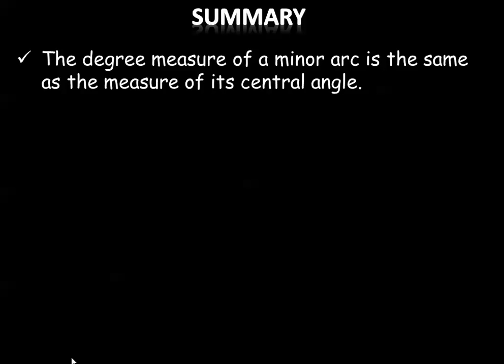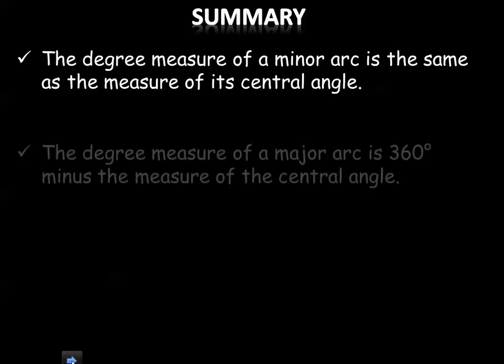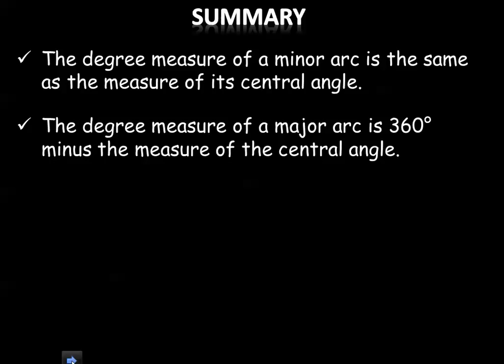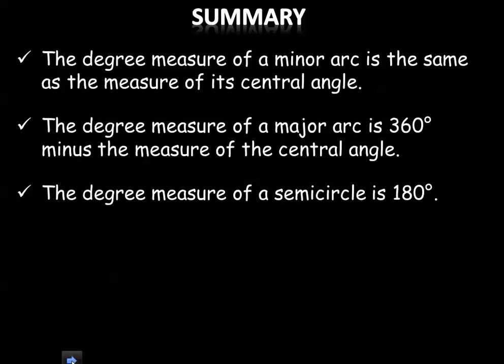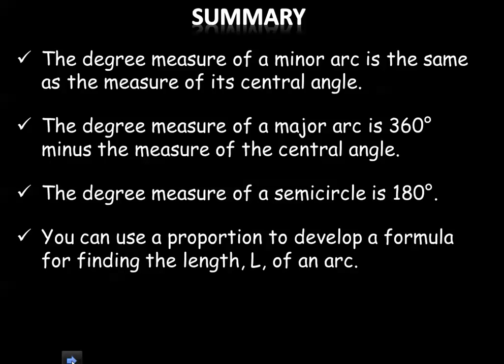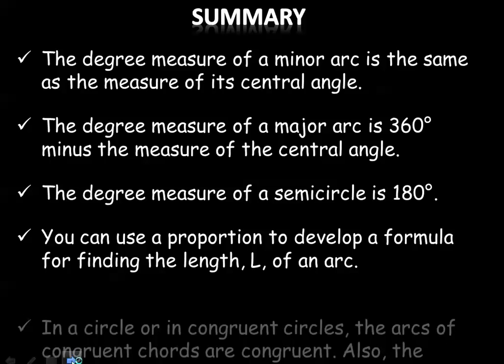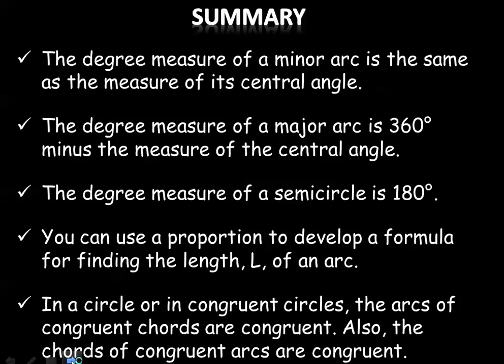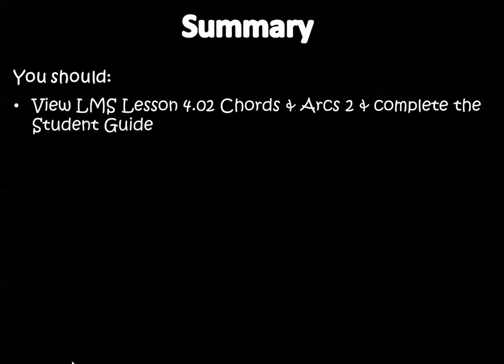What we learned in this lesson is the degree measure of a minor arc is the same as the measure of its central angle. The degree measure of a major arc is 360 degrees minus the measure of the central angle. The degree measure of a semicircle is 180 degrees. You can use a proportion to develop a formula for finding the length L of an arc. And in a circle or in congruent circles, the arcs of congruent chords are congruent. And also the chords of congruent arcs are congruent.